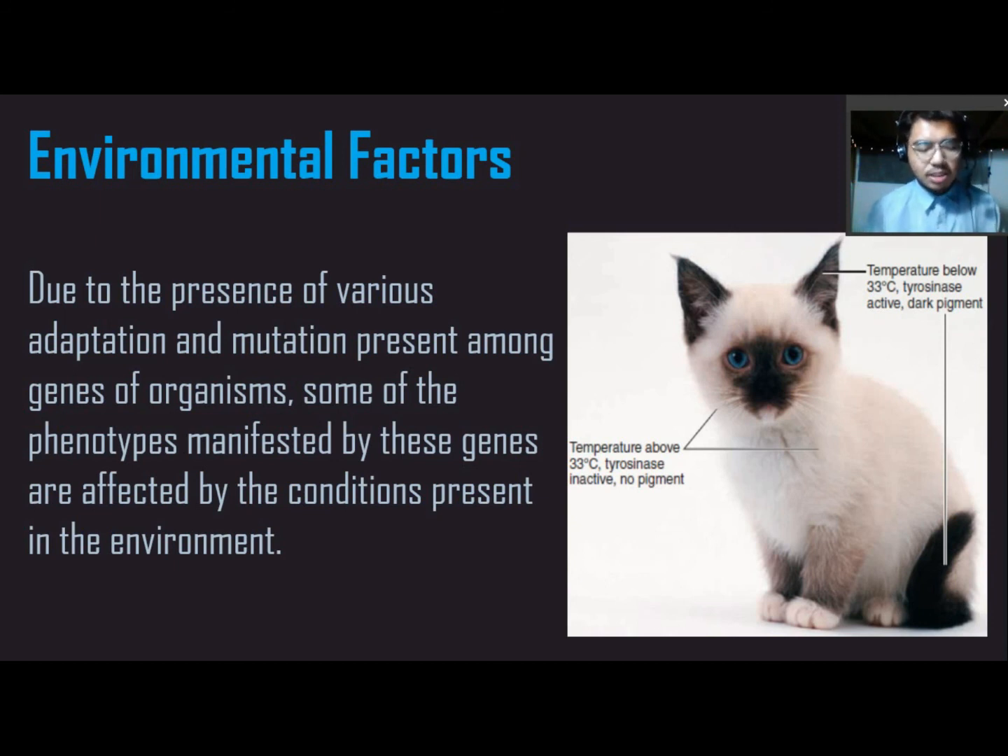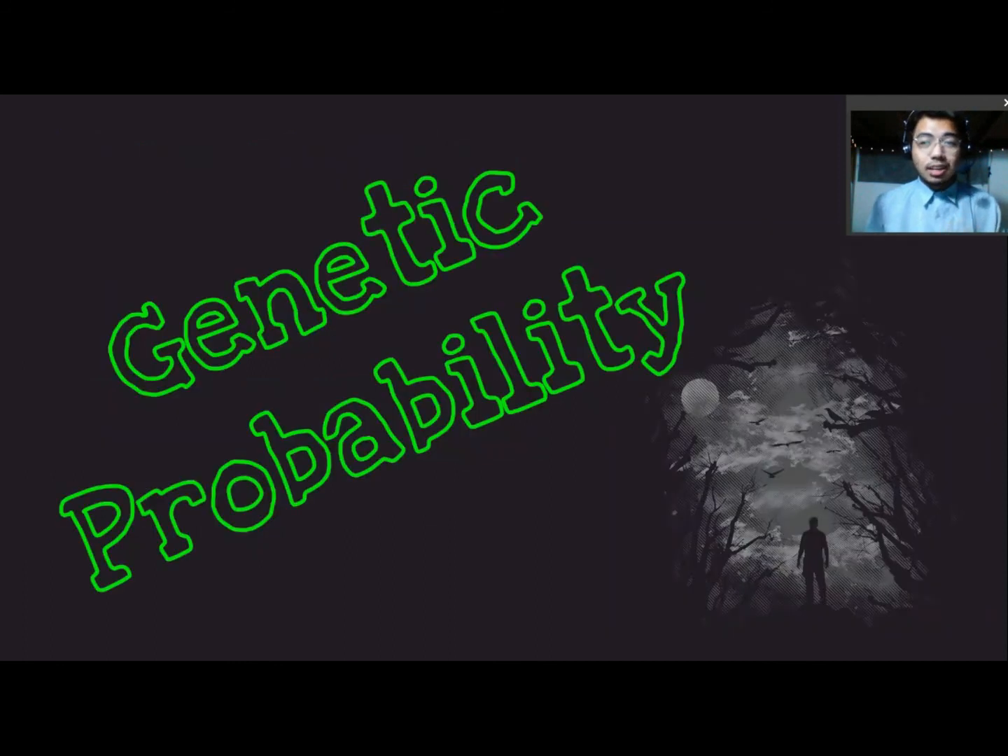So there are different types of modes of inheritance present across different types of species. And if we're going to consider this, how are we going to apply these different types of modes of inheritance to the concept of genetic probability, which would be our discussion for the next video presentation.